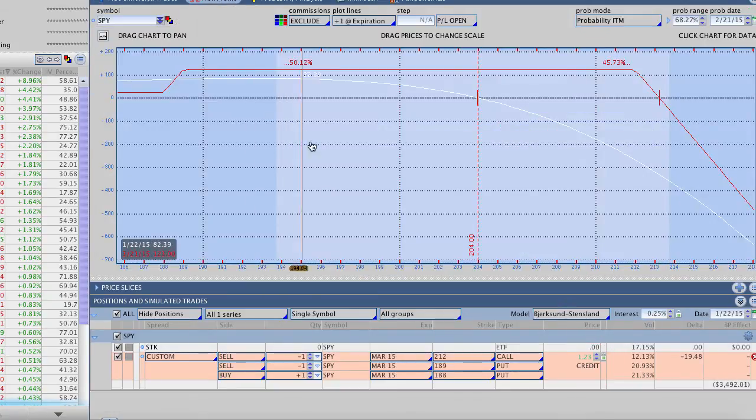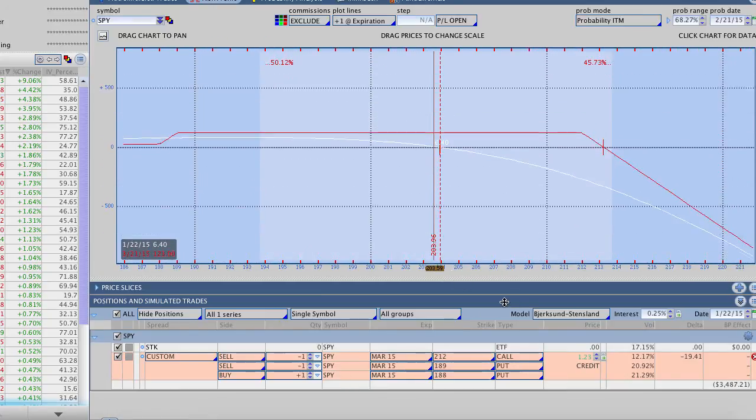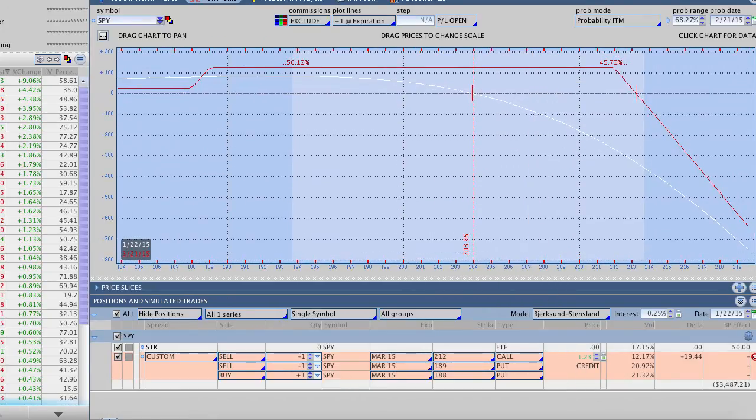Now when we go to the risk profile, you can see what this strategy looks like. It's a little bit harder to see, but hopefully that makes sense. It has a little bit of a dip in our profit right where we sold that put spread below the market. But you can see this profit and loss line is definitely above the zero barrier, because if the stock closes anywhere below 188, we get to keep the 22-cent credit.